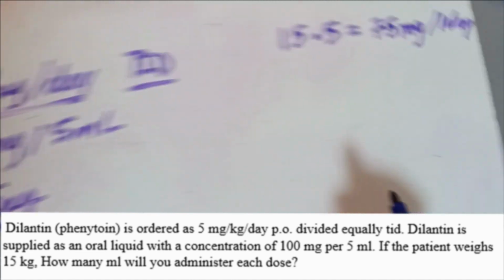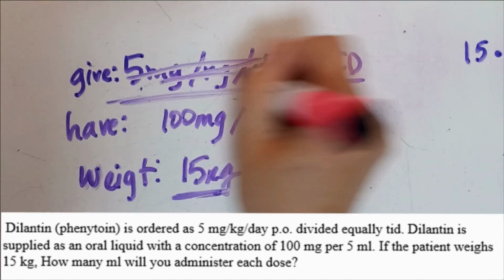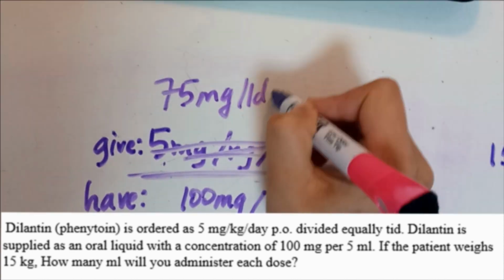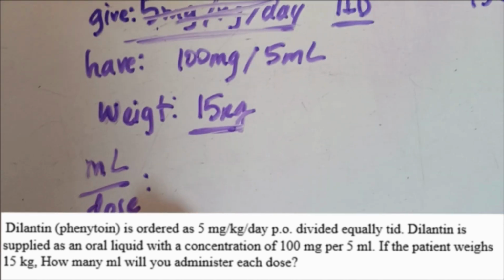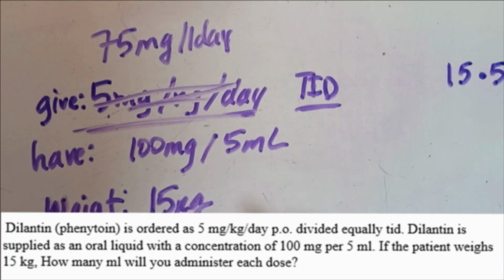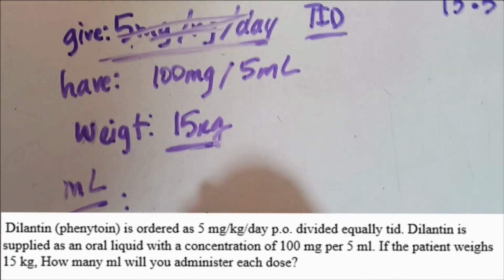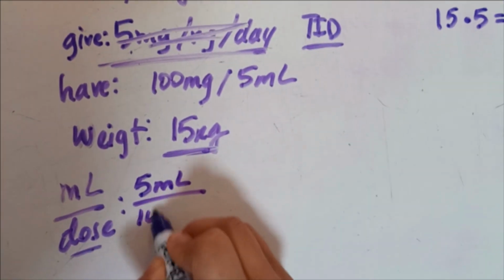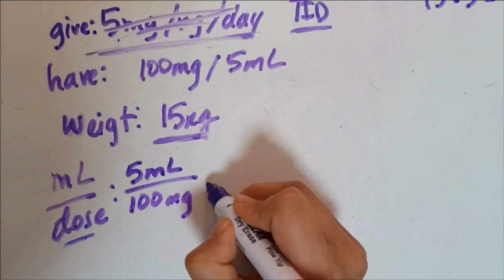Okay, so let's put that here instead. 75 milligrams in 1 day. Okay, but they're asking per dose, right? We have to pay attention to that. So let's start putting our equation together. So let's start with milliliters. 5 milliliters, 100 milligrams. That's what we have.